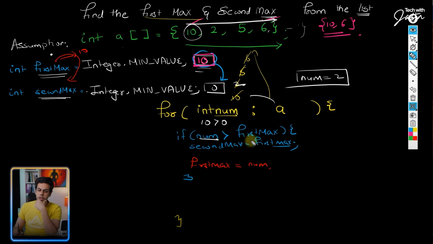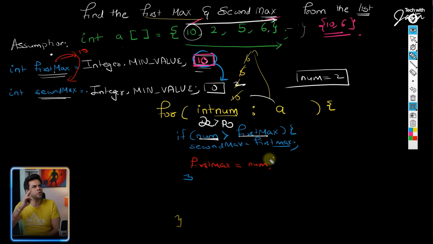Now, again, check for this particular condition. Number greater than first max. Number is what? Number is 2. 2 greater than first max. What is first max? First max is 10. Is 2 greater than 10? No. 2 is not greater than 10. So this cannot be the first max. So first max is not going to be updated.